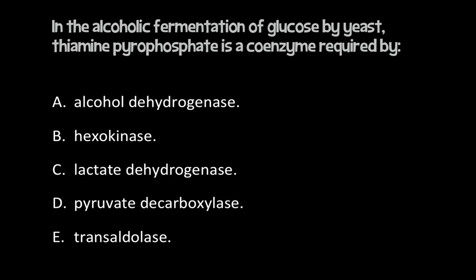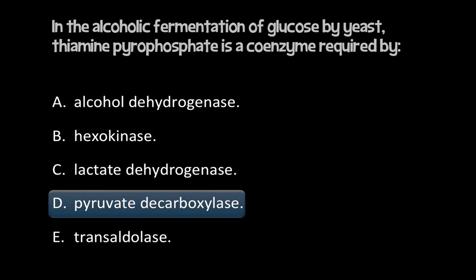So then you're down to 3. Now, curiously enough, transaldolase is kind of close, because actually transketolase, that enzyme uses TPP, but not transaldolase. But anyway, transaldolase is not involved in the alcoholic fermentation of glucose by yeast. So you're down to the two enzymes that are involved in alcoholic fermentation of glucose. You have alcohol dehydrogenase and you have pyruvate decarboxylase. Which one will you choose? One is right, one is wrong. And the answer is pyruvate decarboxylase. And that is the last and final one.